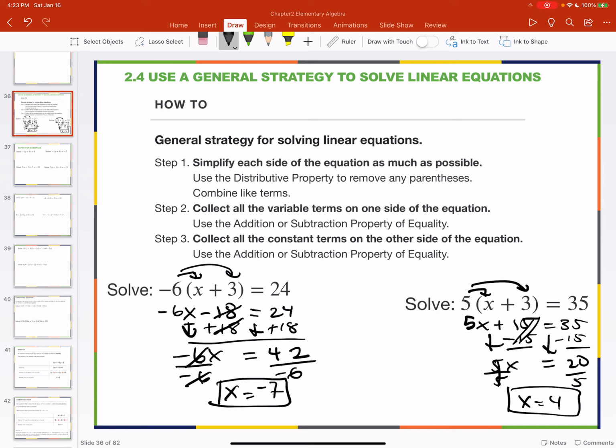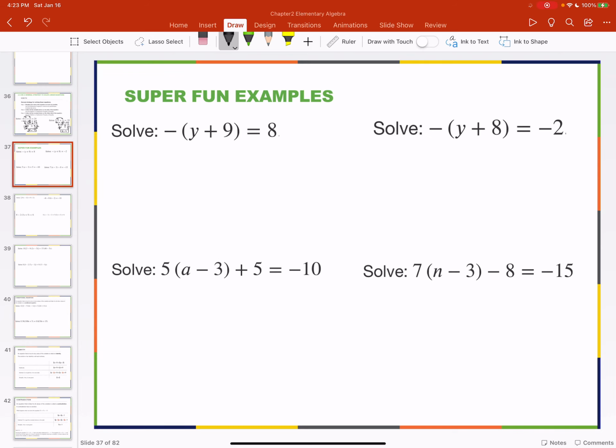Not too bad. Now, a few of you might be like, well, can I divide both sides by the number in front of the parentheses? Yes, you can. However, it's not always that it works out that nicely. But yes, you can do that.